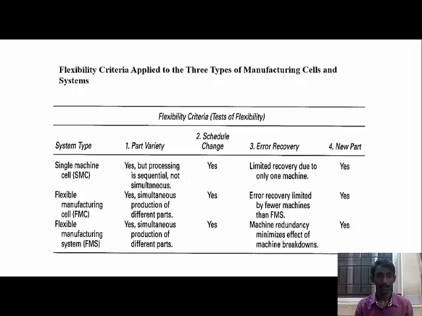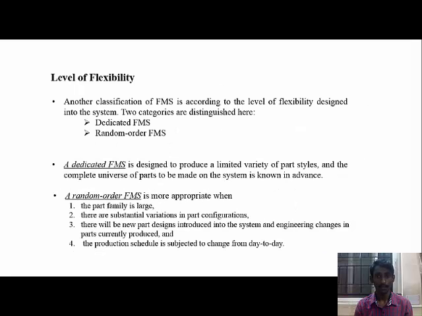The level of flexibility. FMS is classified based on the level of flexibility into 2: dedicated FMS and random order FMS. A dedicated FMS is designed to produce a limited variety of parts, and the complete universe of parts to be made on the system is known. Each and every part to be made through a dedicated FMS system is already planned before even starting the procedure.